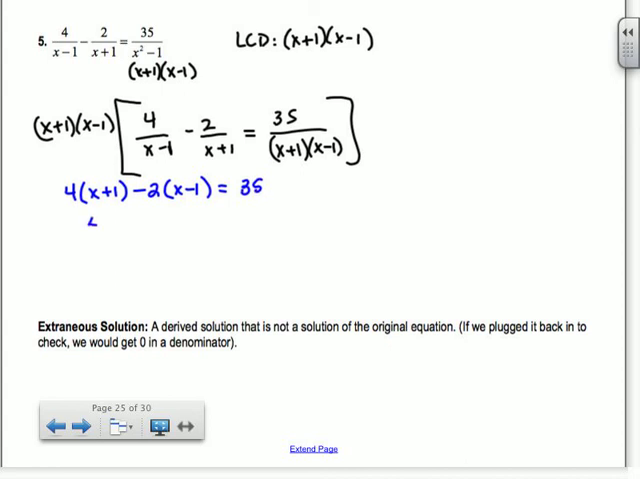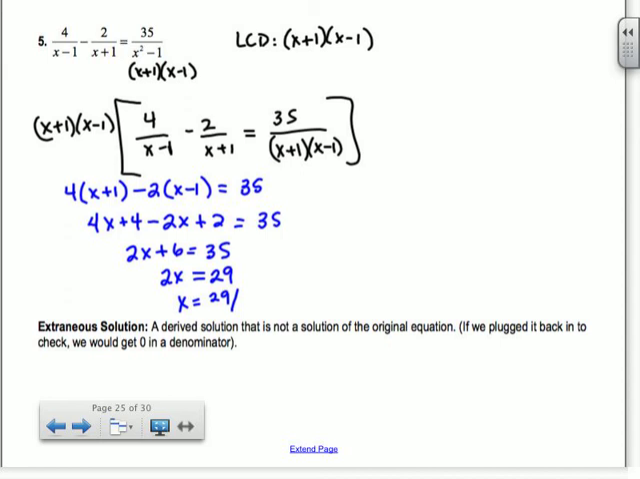So when I multiply out, I get 4x plus 4 minus 2x plus 2 equals 35. So look for your mistakes, those of you that didn't get 29 over 2. It was probably on the distributing. So you're going to have 2x plus 6 equals 35. Subtract the 6, so you get 29. Divide by 2, you get x equals 29 over 2.